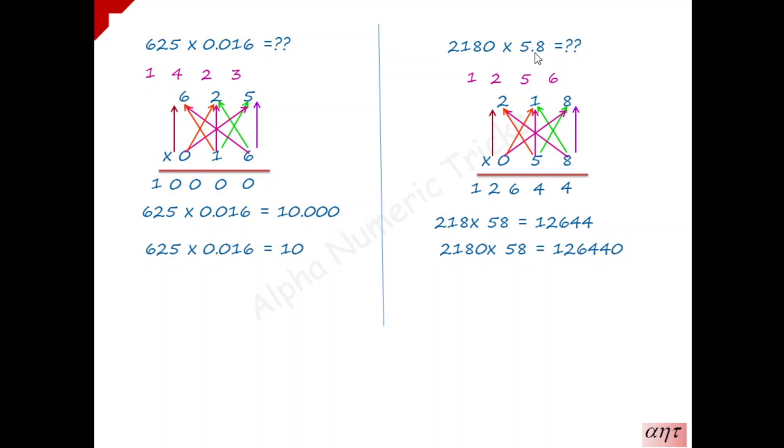And next we have to consider this decimal point also. So 2180 is multiplied by 5.8. After the decimal point we have one number. So you have to put a dot in the answer after one number. So 0. After 0 you have to put a dot. And after the dot it is meaningless. So we consider the answer to be 12644, which is 2180 multiplied by 5.8, which is our final answer.